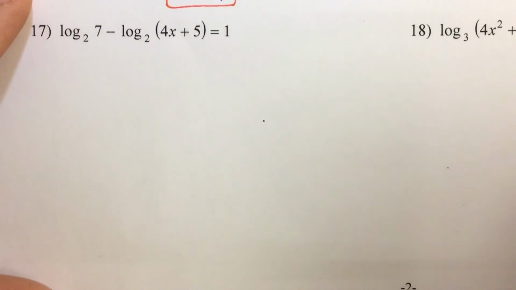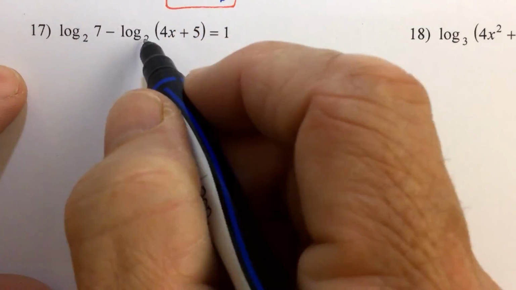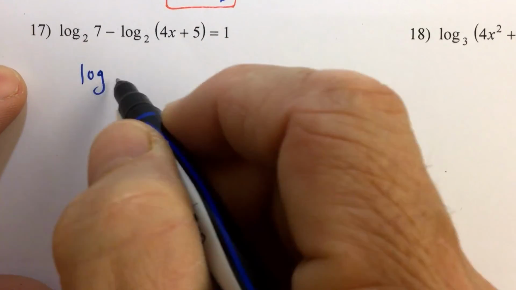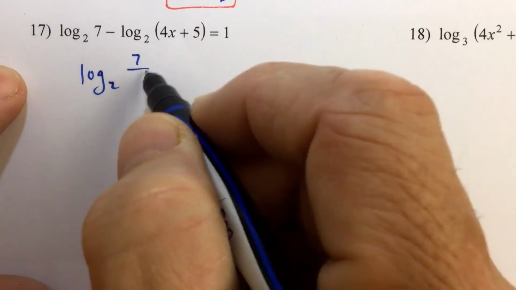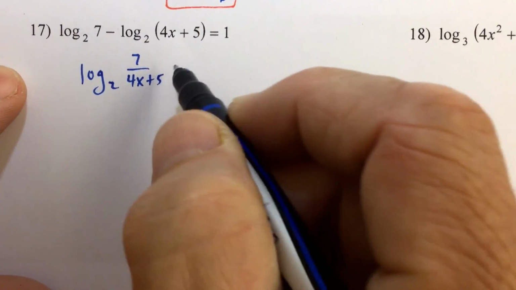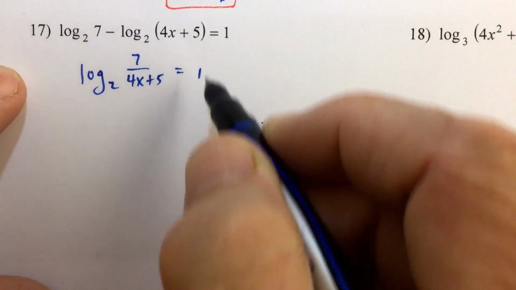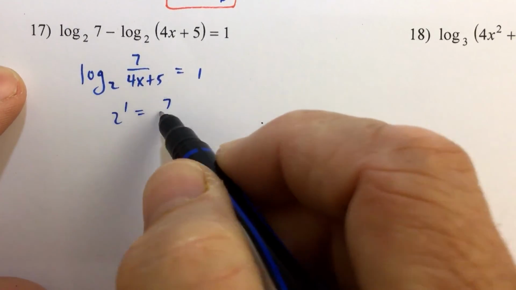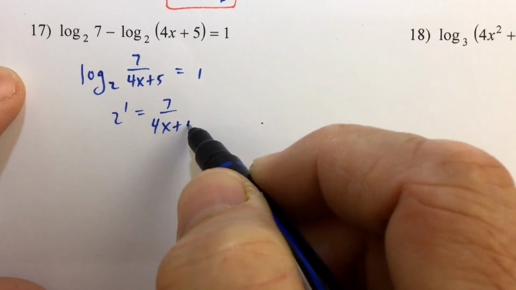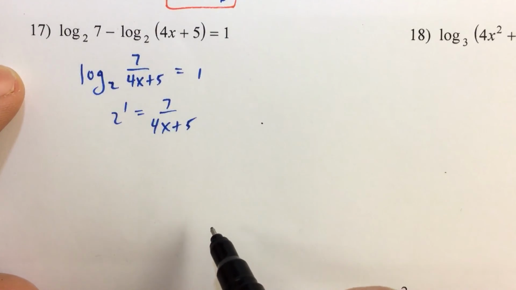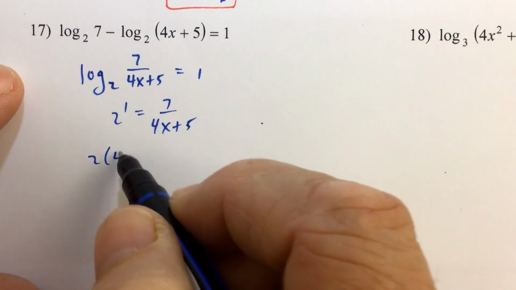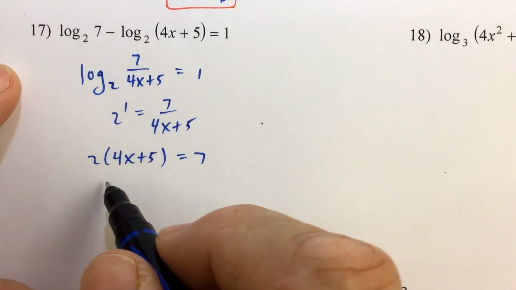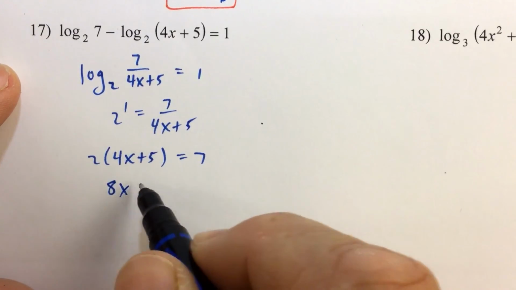And then finally, number 17, we have the same base, 2 logs on the left side, the difference of the logs, which means we want to take the log of the quotient. The log of the quotient is log of 7 over 4x plus 5 is equal to 1. Our variable is locked up in the log, so we want to unlock that by rewriting using exponents or exponential form. When we multiply both sides by 4x plus 5, we get this, and then we're going to go ahead and distribute the 2 to both terms.